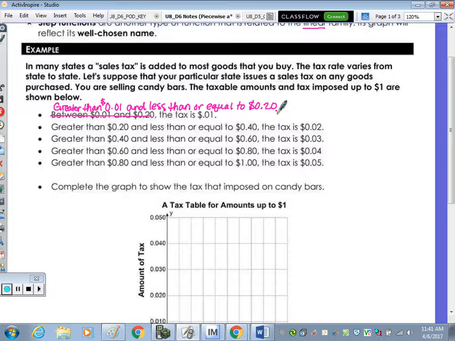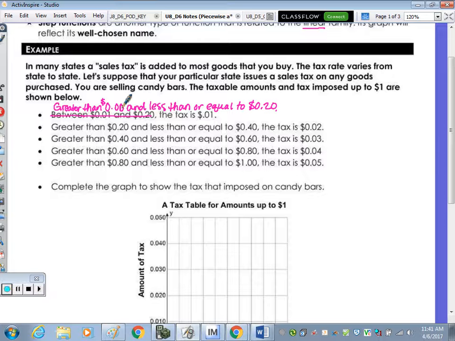Okay? So if you're buying a candy bar, it's going to cost you something. So greater than your 1 cent, and actually we have to include the 1 cent. So greater than, let's say, 0 cents. So you're going to buy something. So let's change that to just be greater than 0. So no matter the cost, you just have to spend something. But less than or equal to 20 cents, the tax is going to be 1 cent.